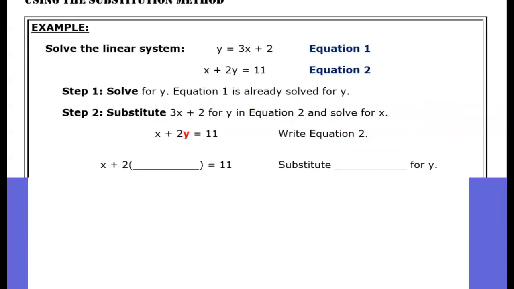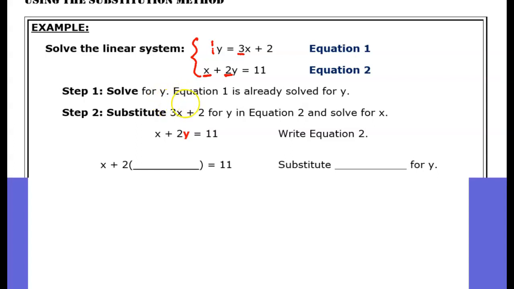So our first example, we have a linear system. We've got two equations, equation 1 and 2. We look for a coefficient of 1. So here we have a coefficient of 3. Here we have a coefficient of 1. Here we have a coefficient of 1. Here's one of 2. In this example, we're already solved for y. So that's going to be the easiest one.